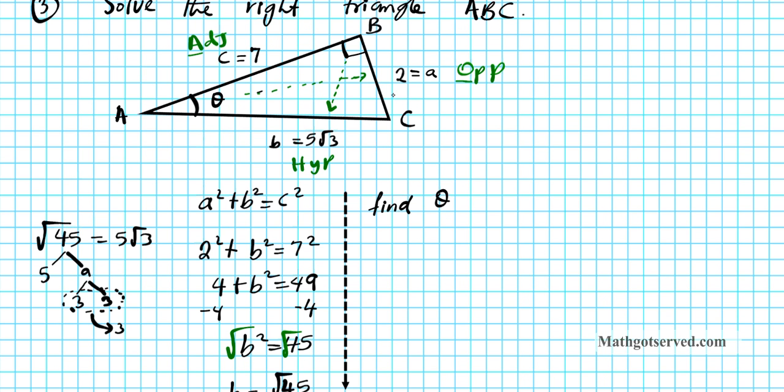So if we're choosing to use 7 and 2, that means we're going to be using O and A. And in Sohcahtoa, O and A is what? Let's write it down. Sohcahtoa. O and A is your tan. Alright, so that's what we're going to be using here. So we're going to have tan theta, which is tan A, is equal to the opposite, which is 2 over adjacent, which is 7.